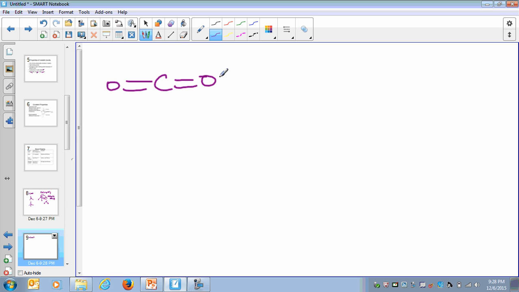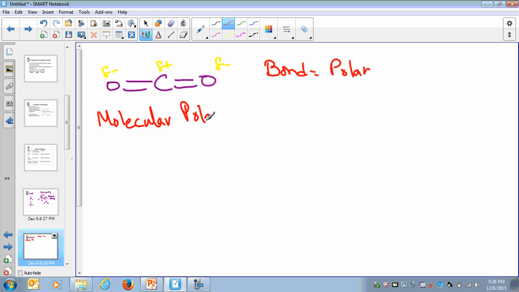So carbon dioxide, the bond is polar, oxygen is partial negative, and carbon is partial positive because of the electronegativity difference. So I will say that the bond is polar. But when we have to calculate molecular polarity, in general, when you learned chemistry last time, you were told that the pull on this side is balanced by the pull on this side.